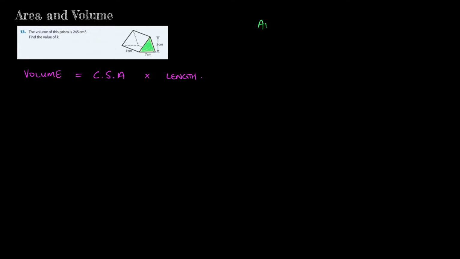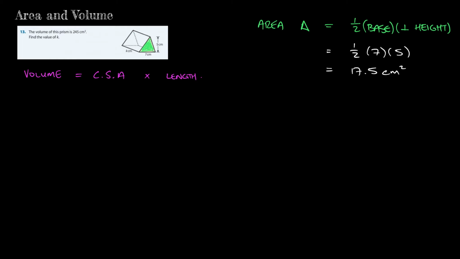So the area of the triangle is half the base times the perpendicular height. So the area of that triangle is going to be equal to half the base, which is 7, times the perpendicular height, which is 5. So the area of that is going to be 17.5 centimeters squared.